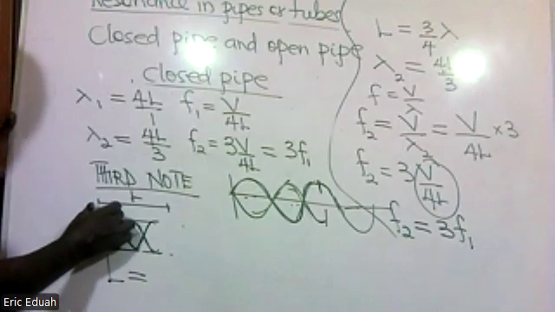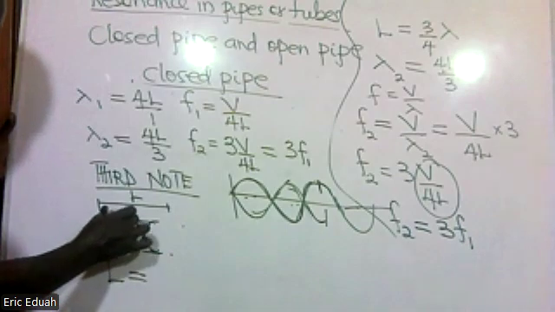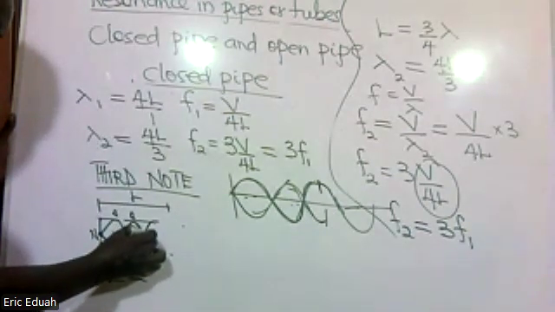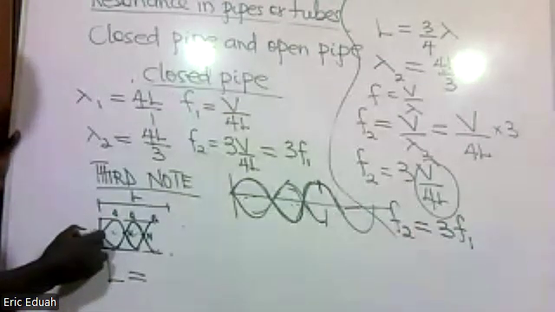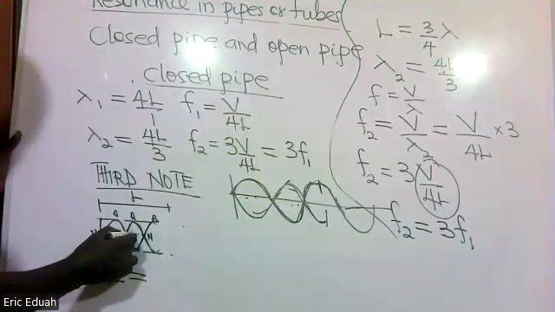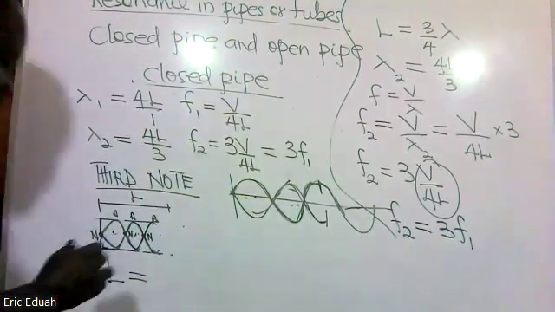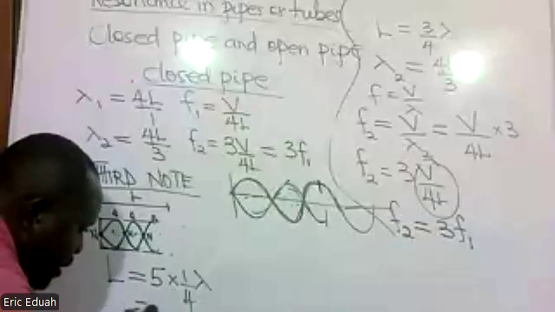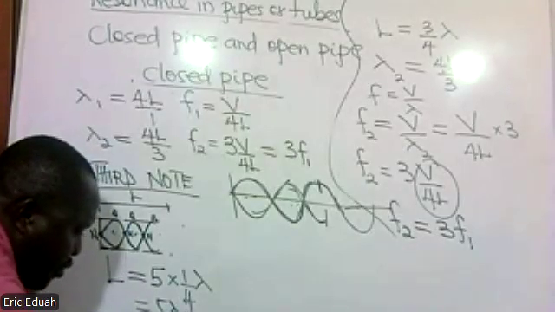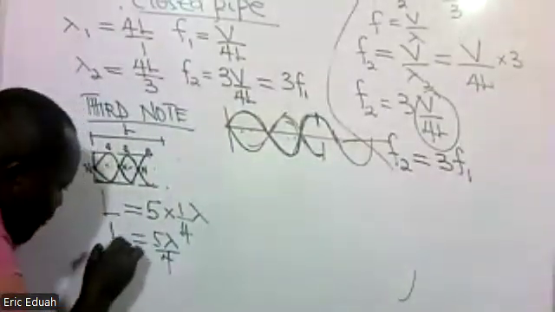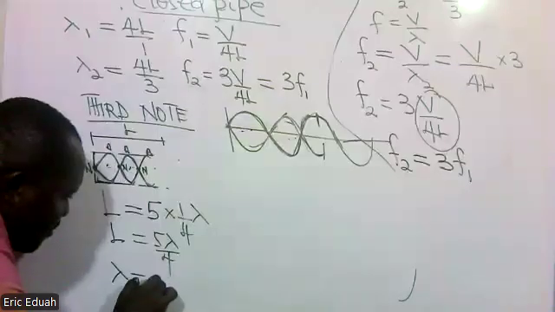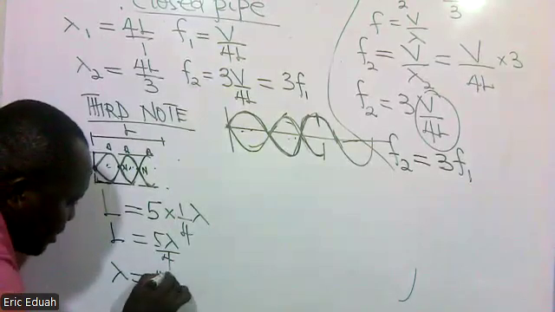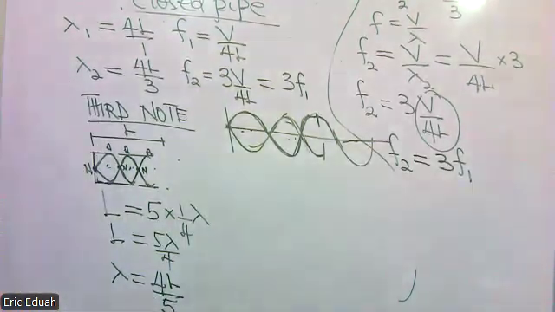So node, antinode, node, antinode, node, and antinode. So 1, 2, 3, 4, 5. So we have 5 times quarter lambda. So we have 5 lambda on 4. Therefore, lambda is equal to 4L on 5.